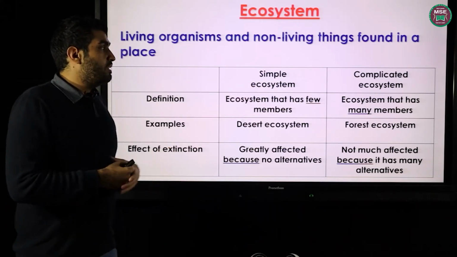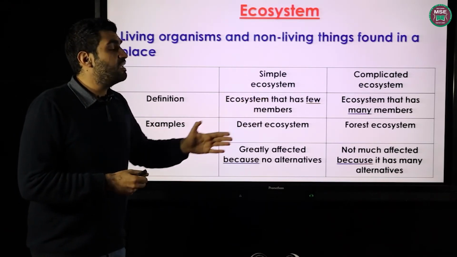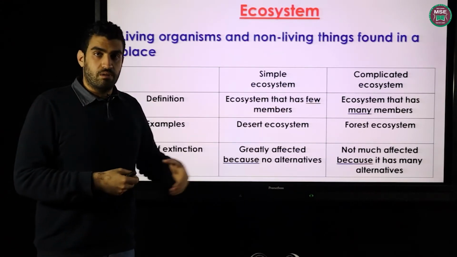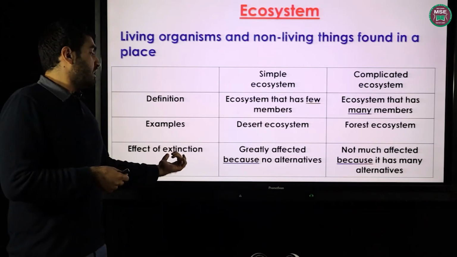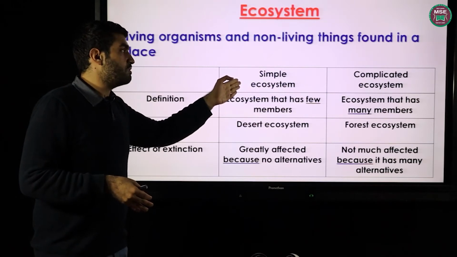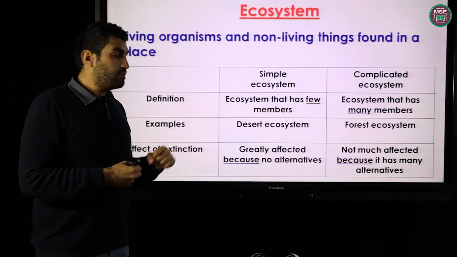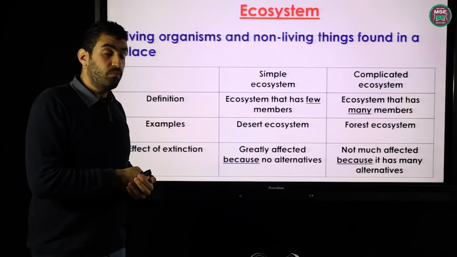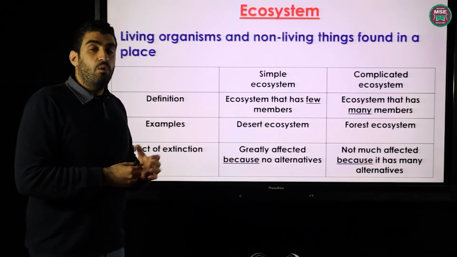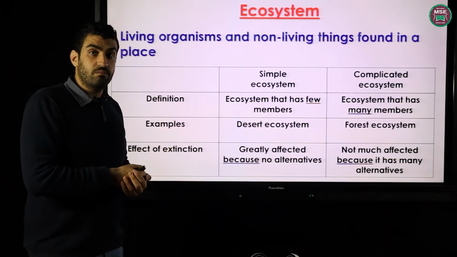A simple ecosystem has a few members, while a complicated ecosystem has many members, okay. Examples: desert ecosystem, forest ecosystem. Effect of extinction. What happens if one species became extinct, in a simple ecosystem or in a complicated ecosystem? Effect of extinction on a simple ecosystem: it may destroy the whole system. Why? Greatly affected, give reason: because no alternatives. When the insect disappears, there are no alternatives to replace the insect in the food chain, okay.